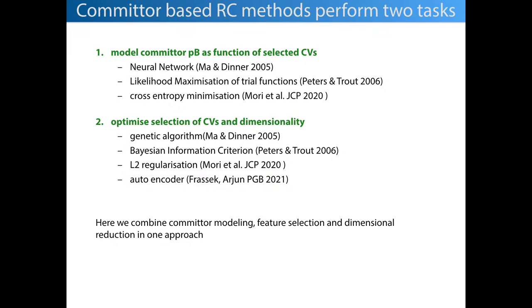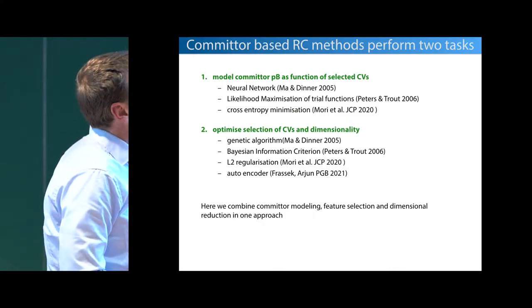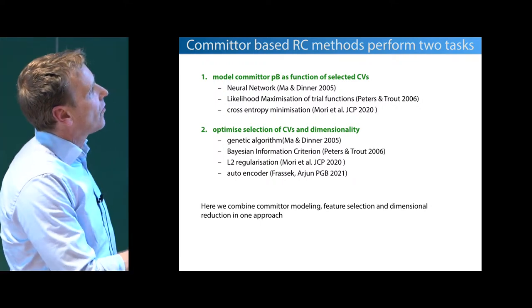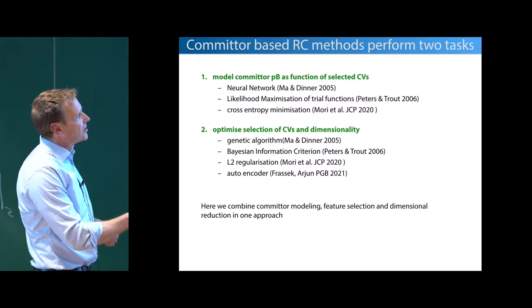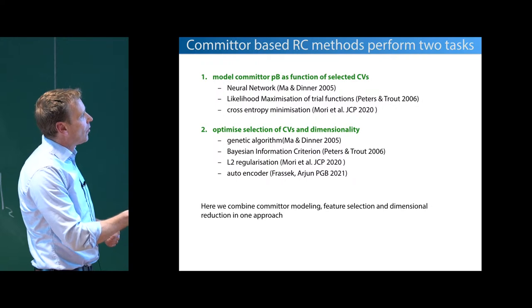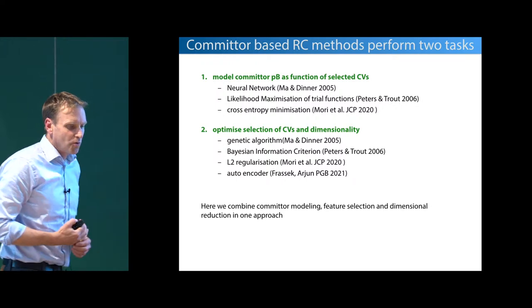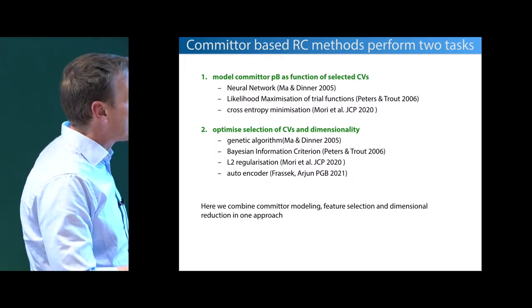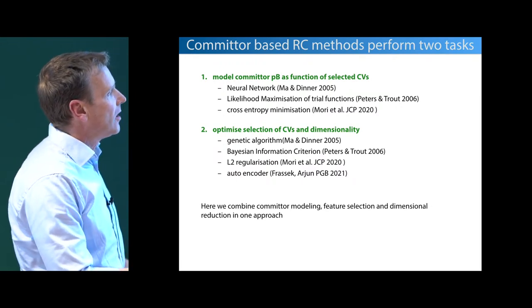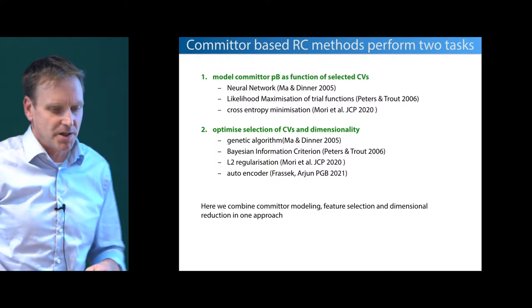But at the same time, you also need to optimize the selection of the CVs and the dimensionality. So you need to select certain CVs to actually test for this particular model, and you actually have to change the number of dimensions. This was already done in the pioneering paper by Ma and Dinner by a genetic algorithm. Peters and Trout used the Bayesian information criterion, and Mori and co-workers used an L2 regularization. And here we actually use an autoencoder, and using this autoencoder we combine the committor modeling, the feature selection, and the dimensional reduction in one approach.